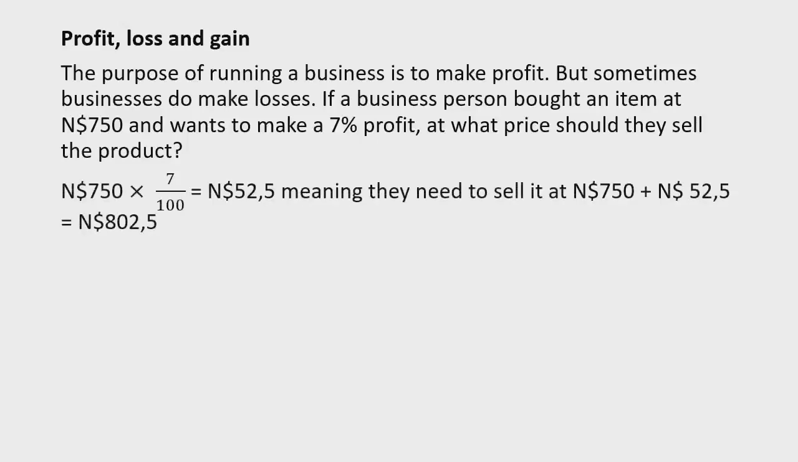Now, 750 times 7% gives you $52.50, meaning they need to sell the item at 750 Namibian dollars plus the profit that they want to make, which is $52.50. That gives you 802.50, and that is how businesses work.